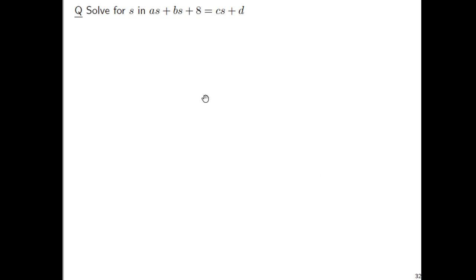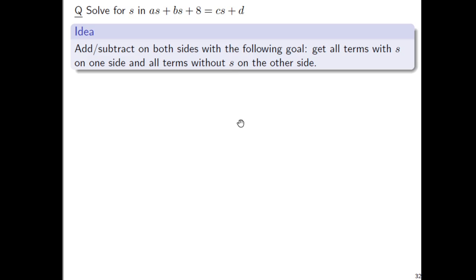Okay, so let's go back to this equation we were looking at. If dividing both sides by c is going to get us stuck, then since we have terms, right, with the plus signs, let's add and subtract terms on both sides with the goal of getting all the terms with s on one side and all the terms without s on the other side. So subtracting cs on both sides, then you'll have as plus bs minus cs, and if you also subtract 8 on both sides, so going from here to here, two things happened. I subtracted cs on both sides, and I also subtracted 8 on both sides.